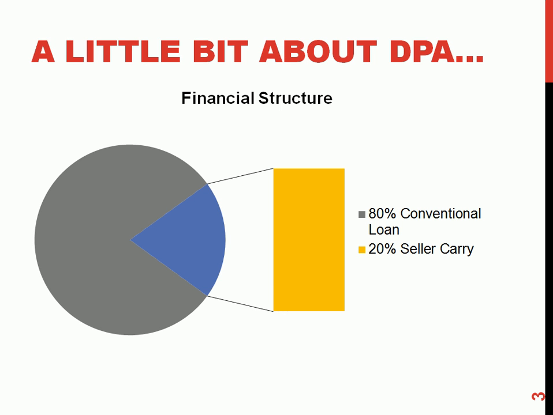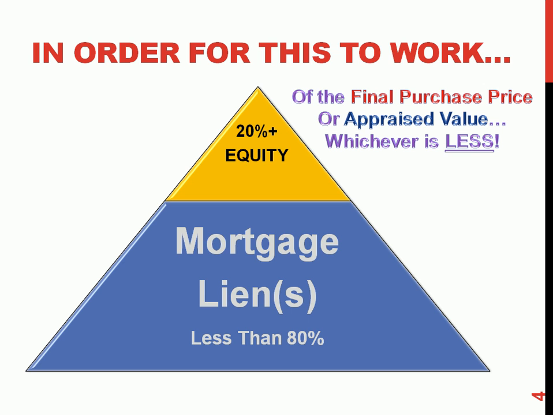Now a little bit about how DPA works. The financial structure is right now the conventional loan, the max LTV is 80%. It used to be 85%, so it's now 80%. In some states it's actually 65%, such as Florida. But for most states right now it's 80% for the conventional loan. It's a first position loan. And then the 20% would be seller carryback, which means essentially they have to have that at least in equity.